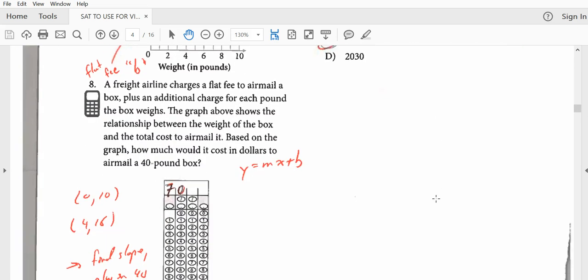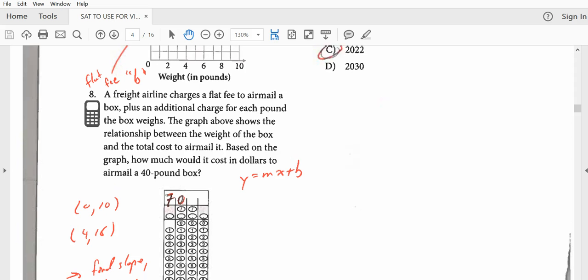Alright, looking at 8. We have a freight airline that charges a flat fee to airmail a box, plus an additional charge for each pound. The graph above shows the relationship, etc., etc. Based on the graph, how much would it cost for a 40-pound box?